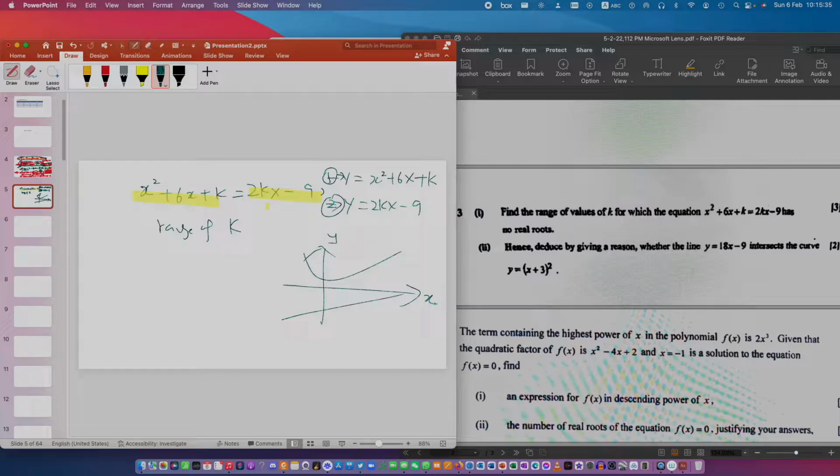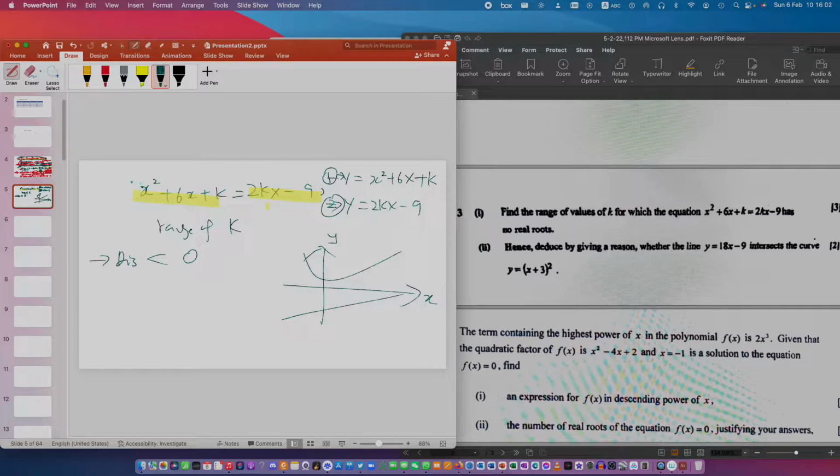So, this is your x, this is your y. When there is no intersection or no real roots, it means the discriminant is smaller than 0, right? If there is one root, that means the discriminant equals 0. If there are two real roots, the discriminant is more than 0.